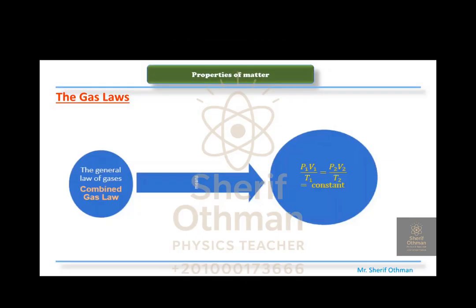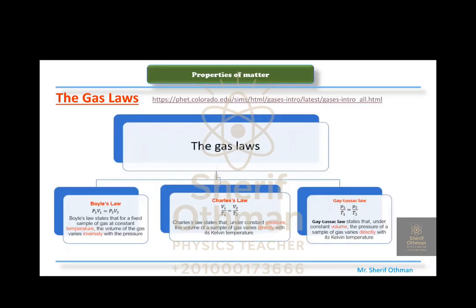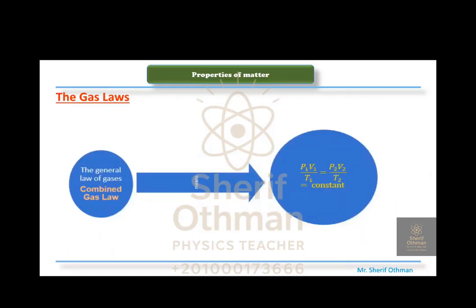So, we can combine all of these three laws, Boyle's law, Charles' law, and Gay-Lussac's law, in one rule, and we call it the combined gas law or general law of gases, which is P1 V1 over T1 equals P2 V2 over T2, which equals a constant value.